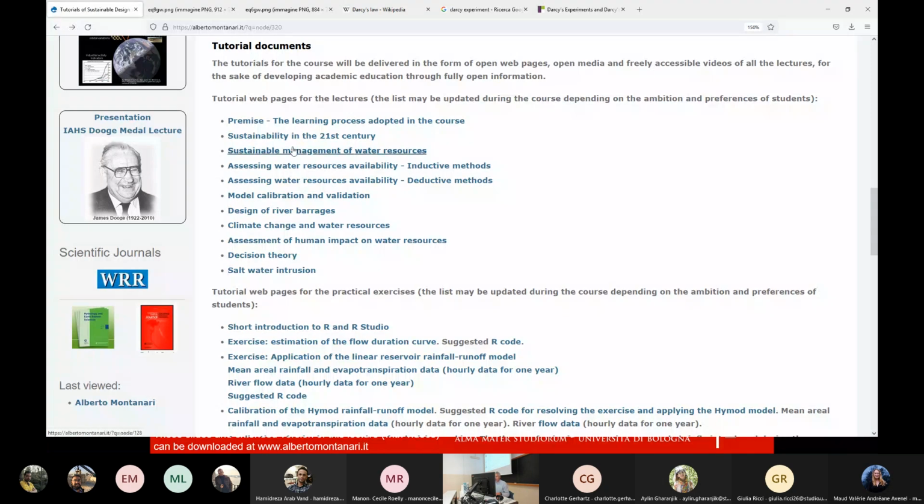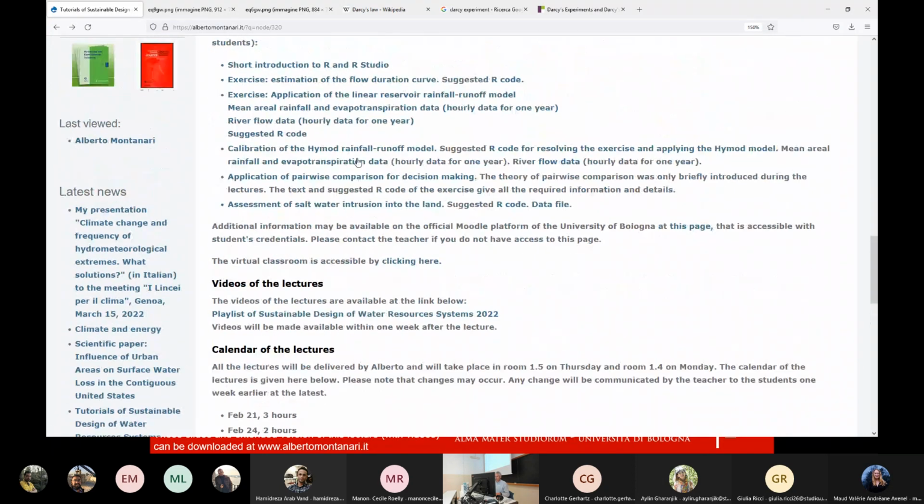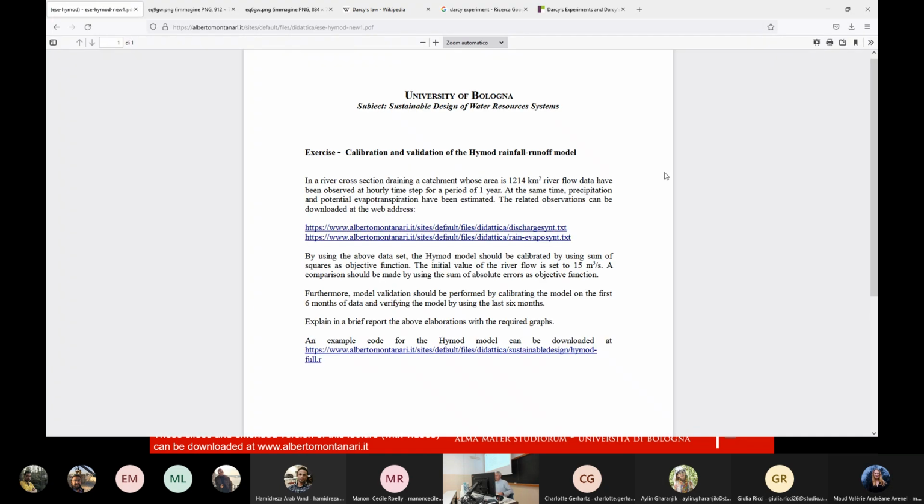So let's go back to the web pages, and there is IMOD here somewhere, and calibration of the IMOD model. We still don't know what calibration is. We will talk about calibration on Thursday, but let's rephrase the exercise as application of the IMOD model, which is more or less the same. There is an R code that is proposed for resolving it, but let's look at the text before that.